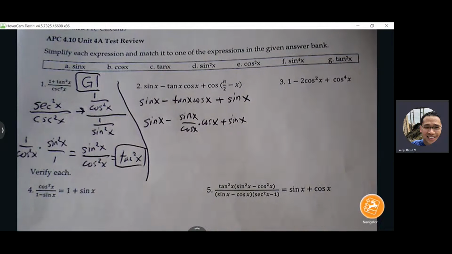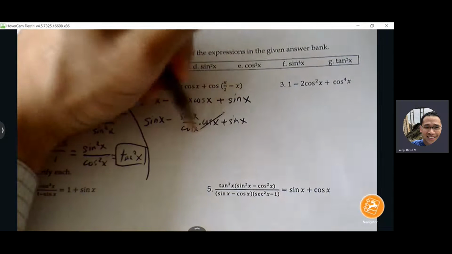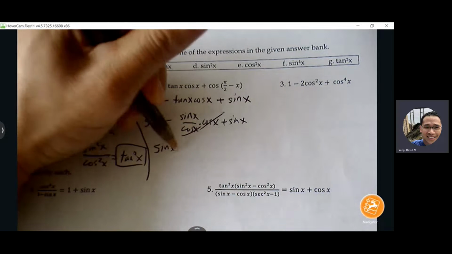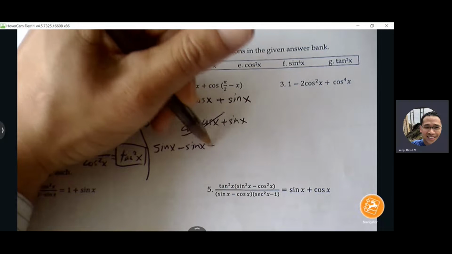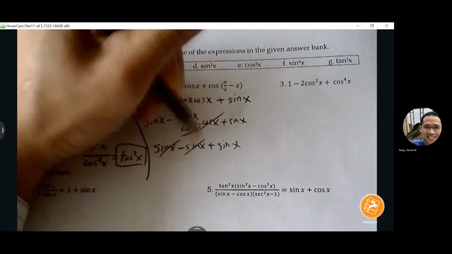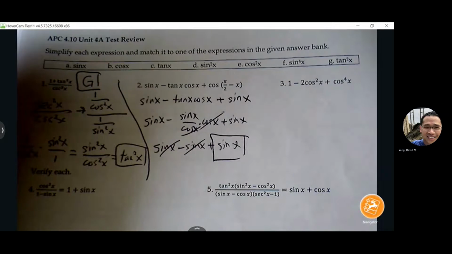Right, what happens with the middle terms? Middle term, things have to be sine x, so I get sine x minus sine x plus sine x. That's just sine x, right?